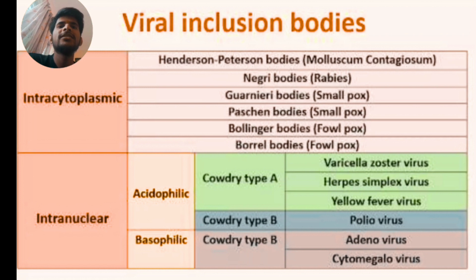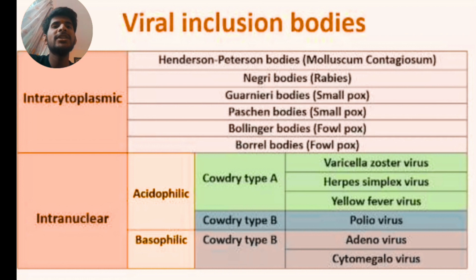Next is intranuclear. Intranuclear, that is acidophilic and basophilic. In acidophilic there are two types, that is Cowdry type A and Cowdry type B. In basophilic also there is Cowdry type B. In acidophilic Cowdry type A we will see varicella zoster virus, herpes simplex virus and yellow fever virus. In Cowdry type B and the acidophilic are poliovirus. And in basophilic Cowdry type B we will see adenovirus and cytomegalovirus.